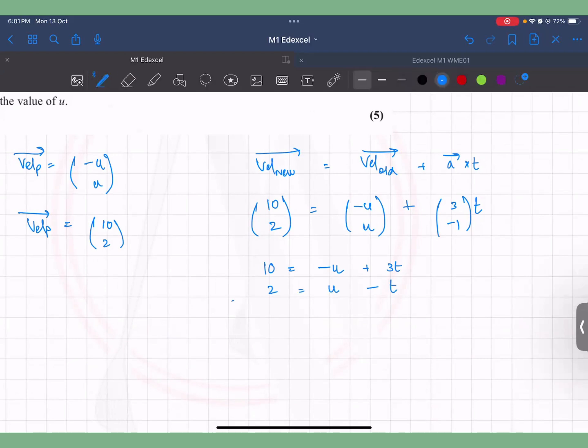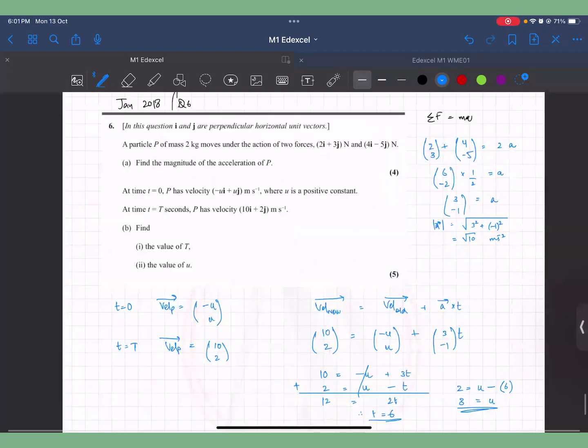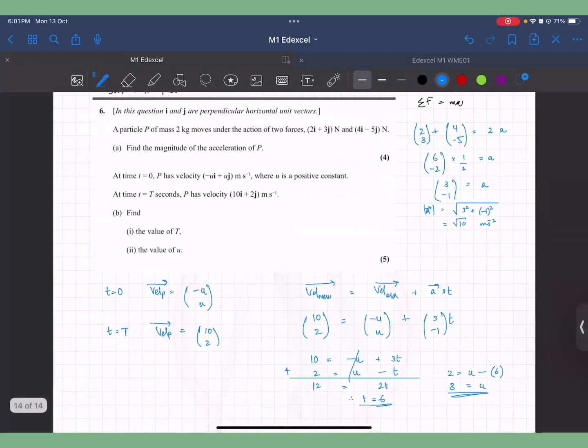If you add both the equations, u would cancel out. So 12 is equal to 2t, so your time comes out as 6. And if your time is 6, then 2 is equal to u minus 6, so u will come out as 8. That's it. It was a simple one, and they're giving 10 marks for this.